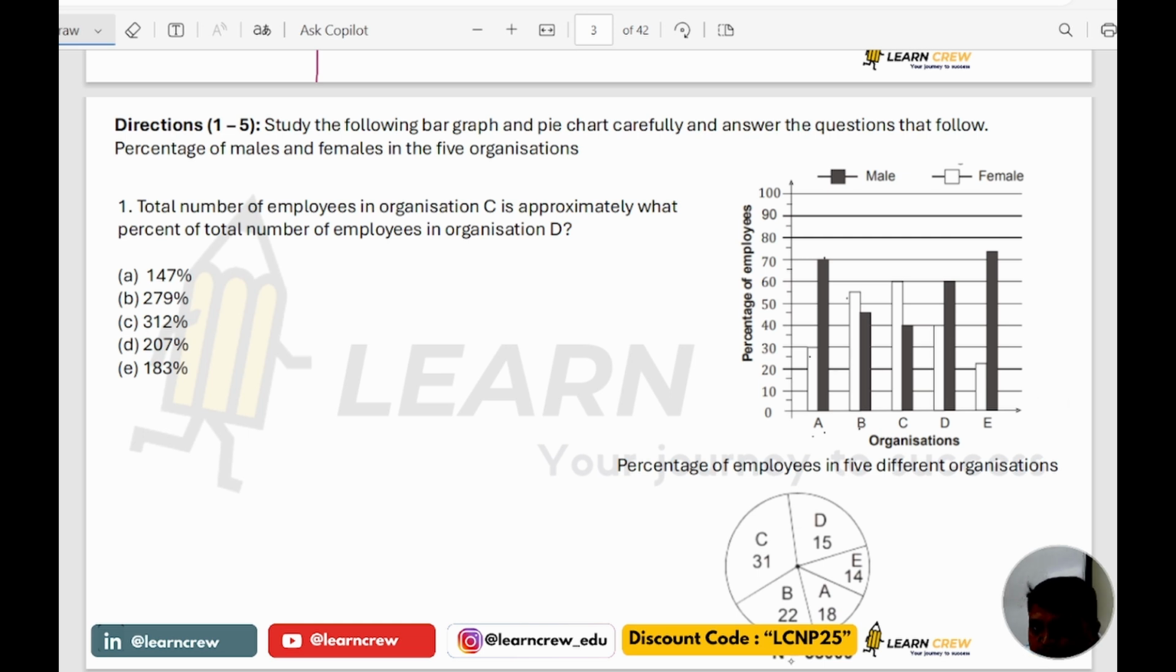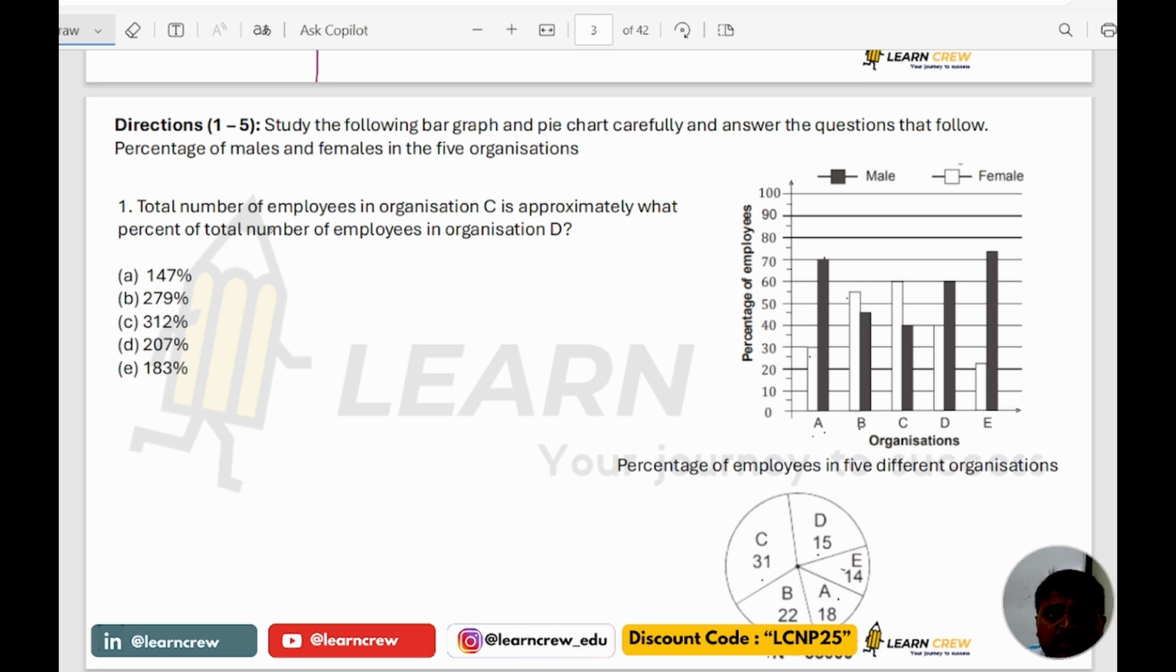And the pie chart shows the percentage of employees in 5 different organizations. The total number of employees is given as 35,000. In A, you have 18%, in B, you have 22%, in C, you have 31%, in D, you have 15%, in E, you have 14%, out of 35,000.